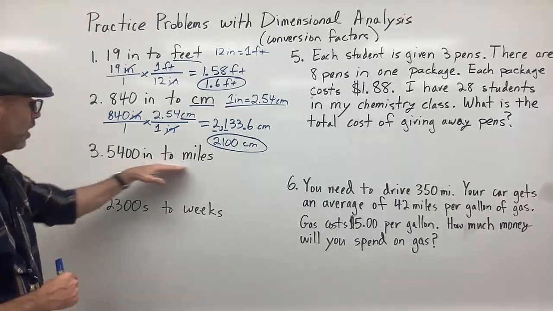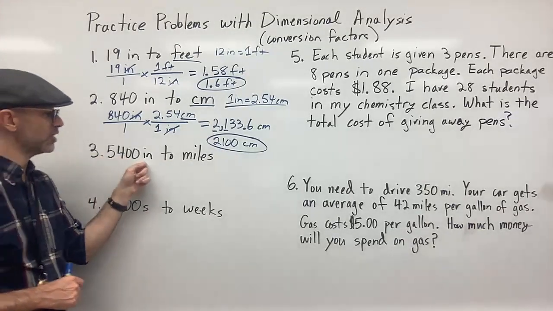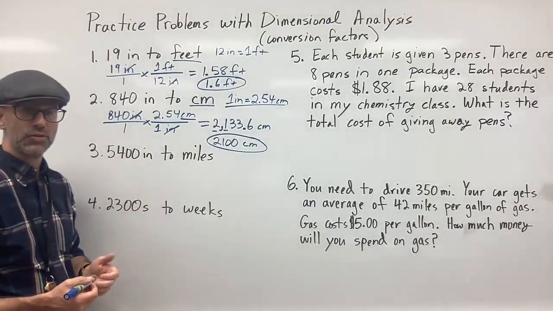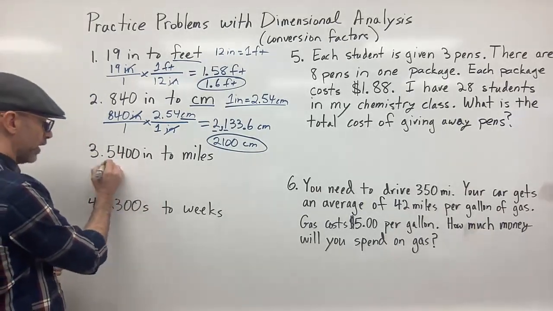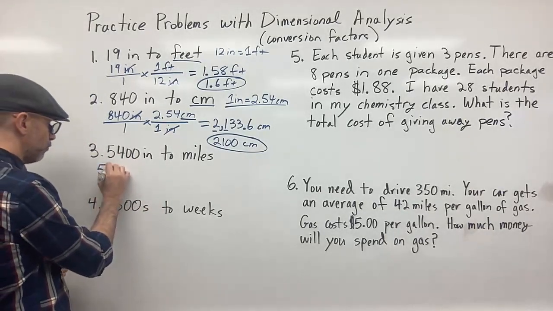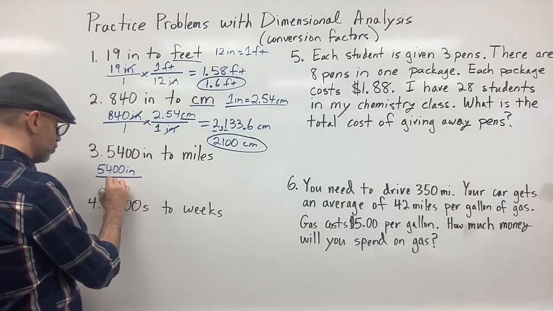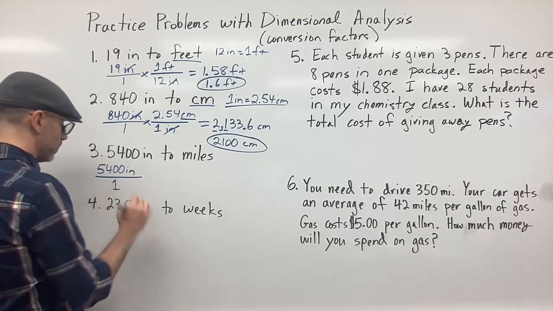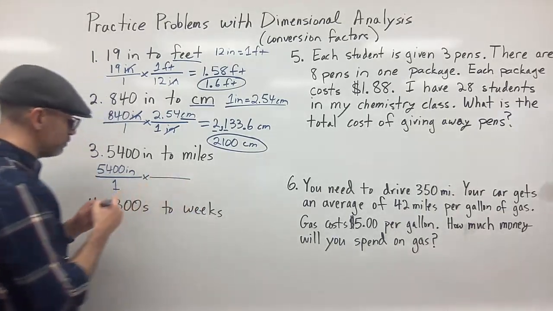So what about this number here? We have 5,400 inches, and we want to convert that to miles, right? So again, we start with what we're given, 5,400 inches over 1. And then we're going to start to multiply by conversion factors.